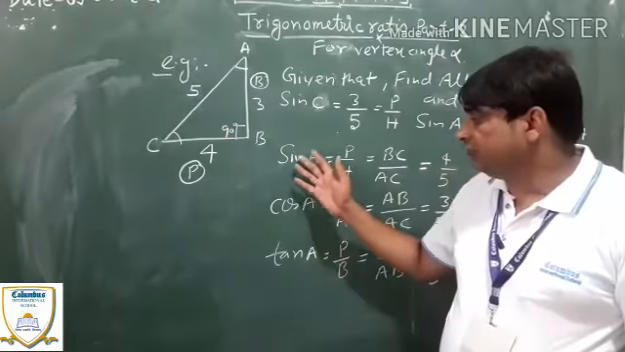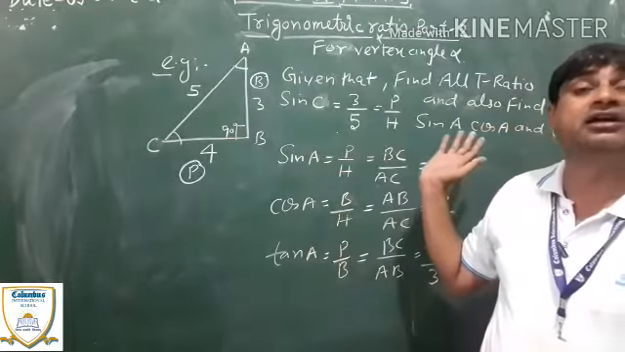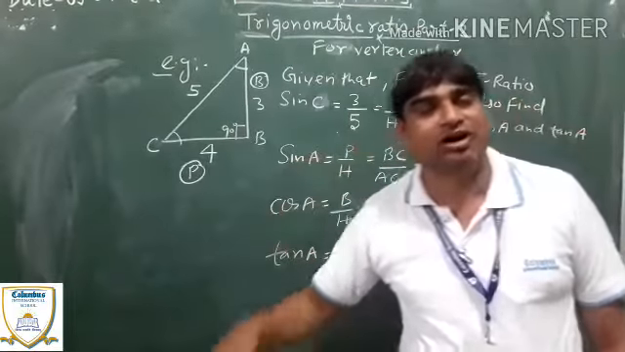And with the help of this angle, you can find the reciprocal T ratios: cosec, sec and cot.